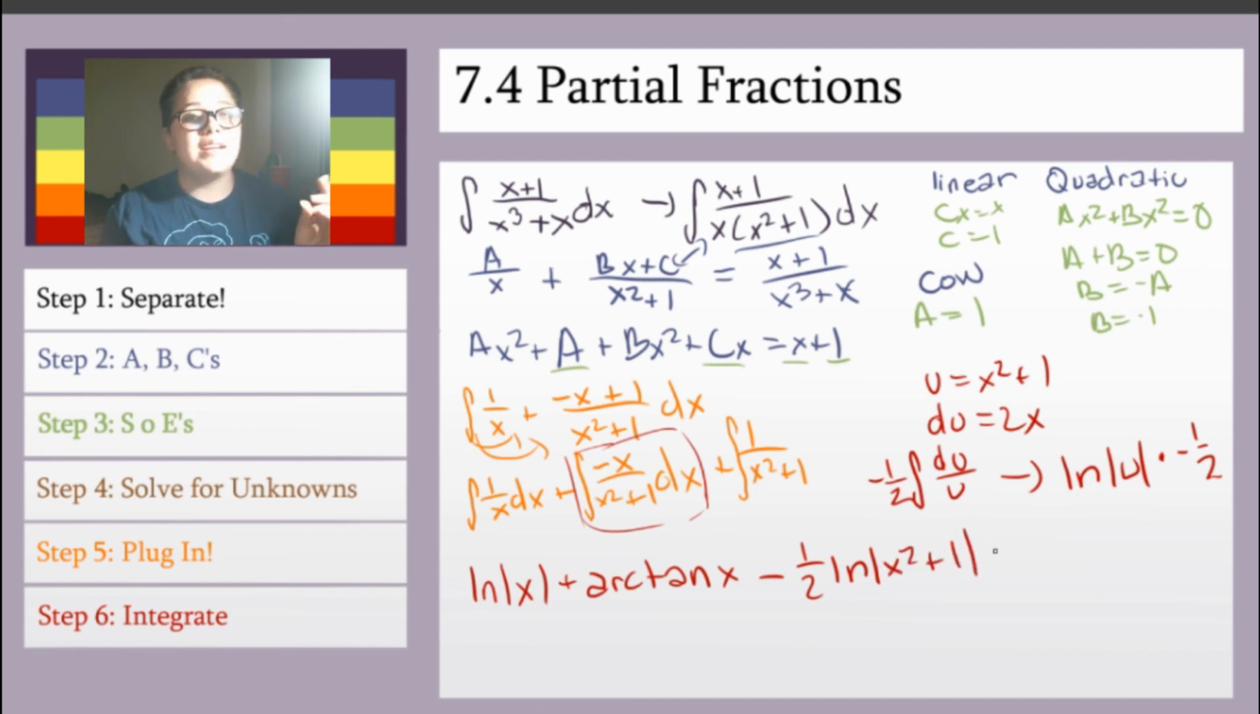X squared plus 1. And what are we going to add to the end? What do we always add to the end? Plus C. And that is how you solve a partial fraction.